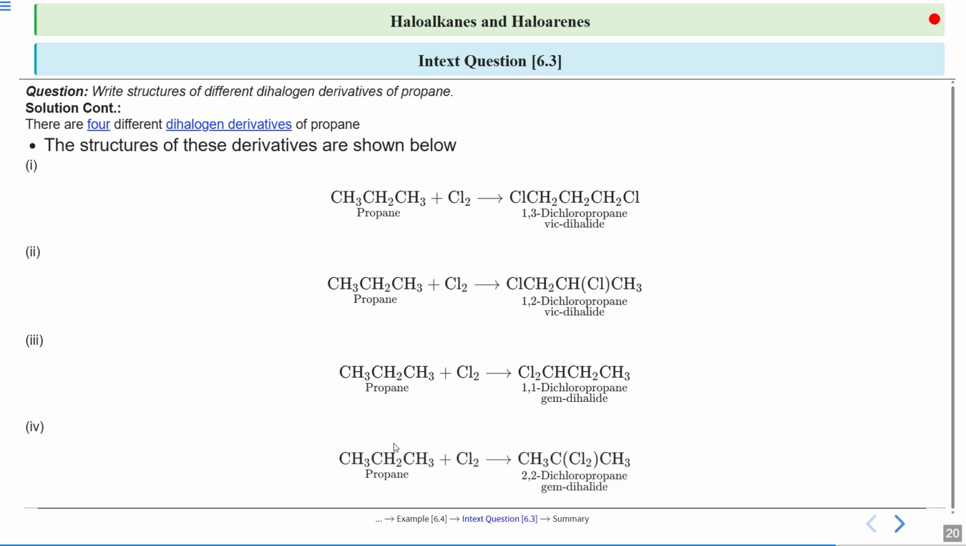The fourth one is again the reaction of chlorine and propane, and you will get 2,2-dichloropropane, which is a geminal dihalide. That means 2 chlorine atoms are connected on the same carbon, right? So this is a geminal dihalide, 2,2-dichloropropane. So these are the 4 different dihalogen derivatives of the propane molecule.